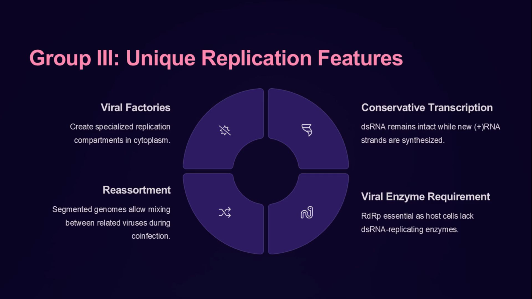They create specialized compartments called viral factories in the cytoplasm of infected cells to carry out replication. Their replication process involves conservative transcription, where the original double-stranded RNA genome remains intact while new positive sense RNA strands are synthesized. These viruses require their own viral enzymes, like the RNA-dependent RNA polymerase, since host cells lack the ability to replicate double-stranded RNA. The segmented nature of their genomes allows for reassortment, where different viral strains can mix their genetic material during co-infection of a cell.